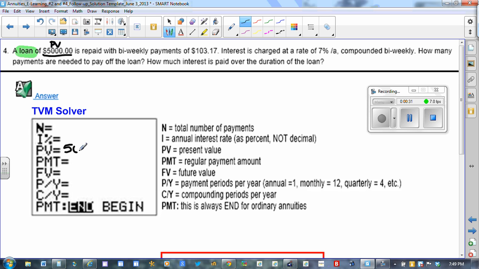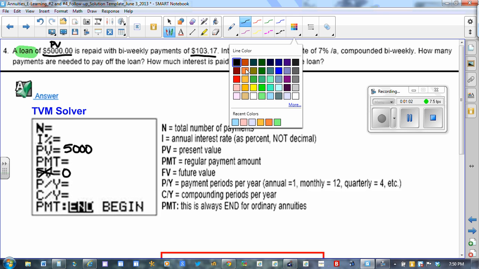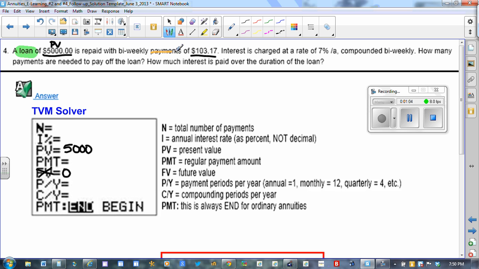Now, since we've identified this already, what we can do is ignore the fact that that's not an FV problem, so we'll leave that as 0. If you read further, you're going to notice that there are payments being made. Payments of 103.17. I'm just going to color code the payments.